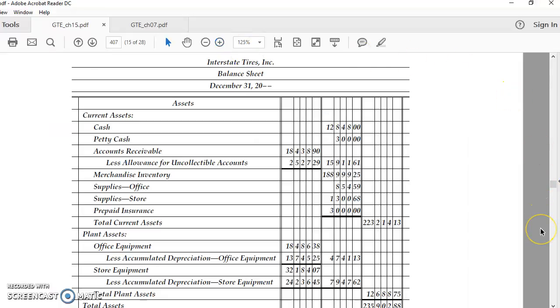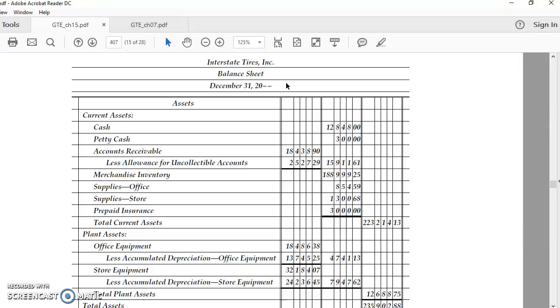When you look on your financial worksheet for the work together problem for Interstate Tires, you are going to pull all of the information from the balance sheet columns of that worksheet. Again, the balance sheet columns only. If you look at the other columns of the financial worksheet, those columns are not going to have the totals that you need to complete a balance sheet.